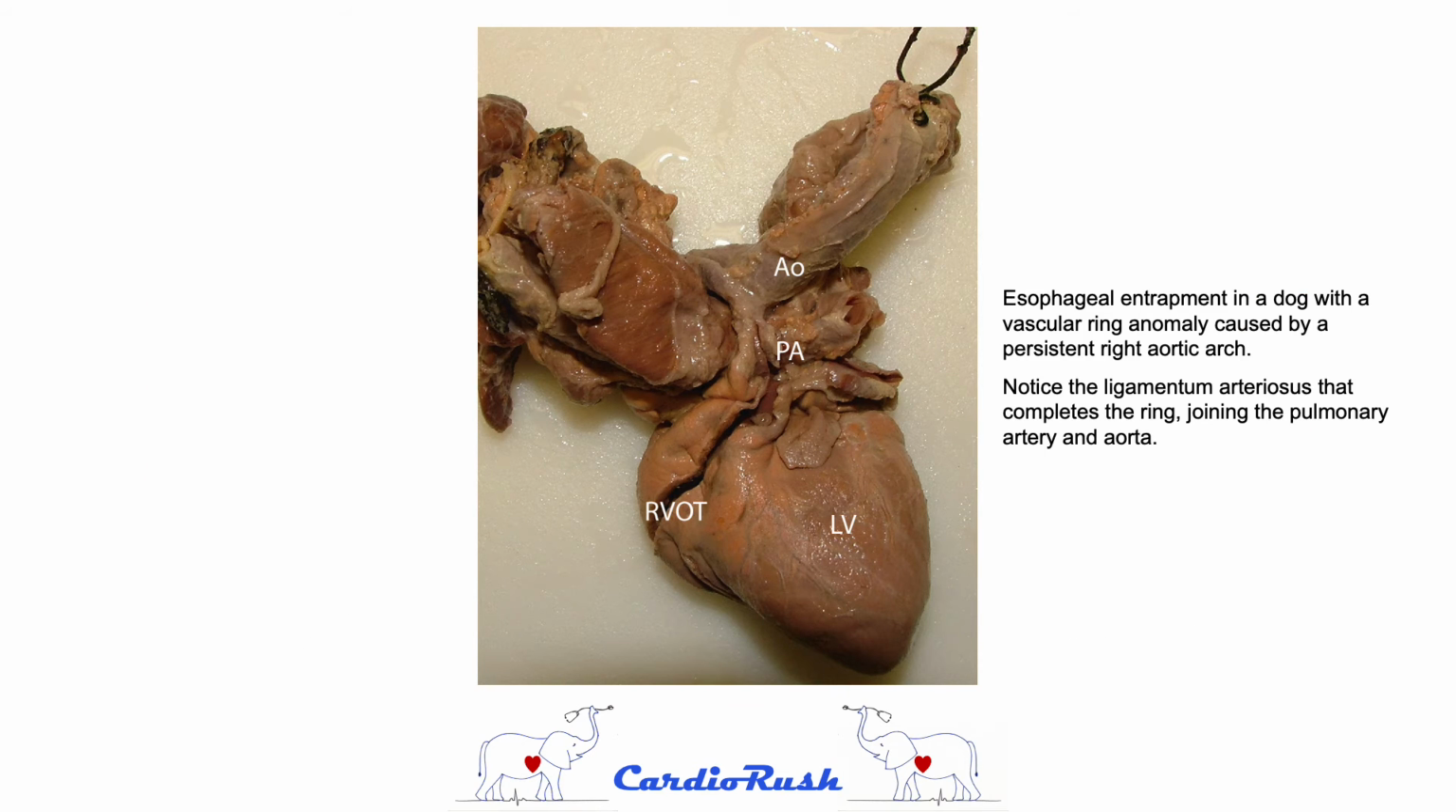This is a dog with esophageal entrapment due to a congenital malformation at the heart base, a vascular ring anomaly. Persistent right aortic arch is a common cause of this problem, and young dogs, as they're being weaned to solid food, start to have problems with regurgitation. Notice the dilated esophagus in front of the vascular ring anomaly.